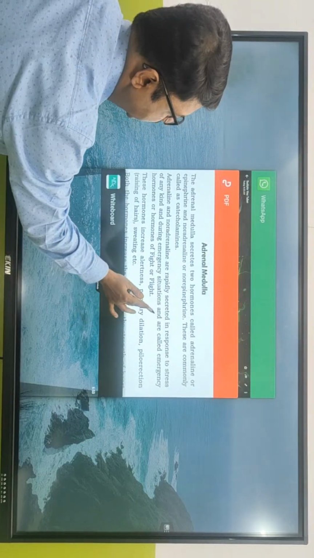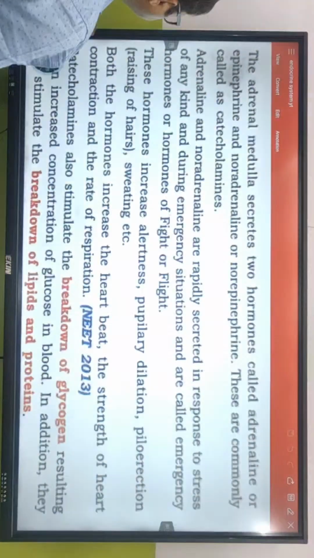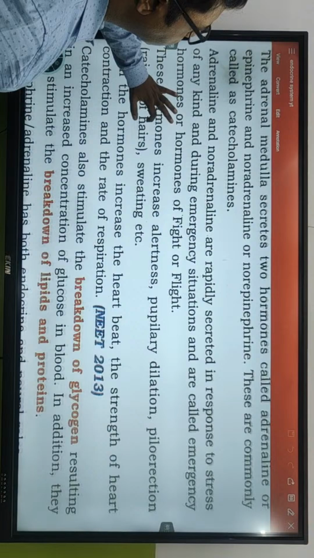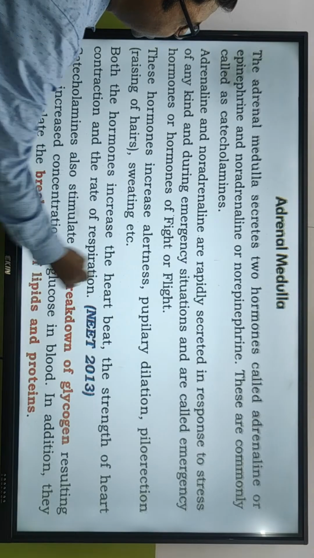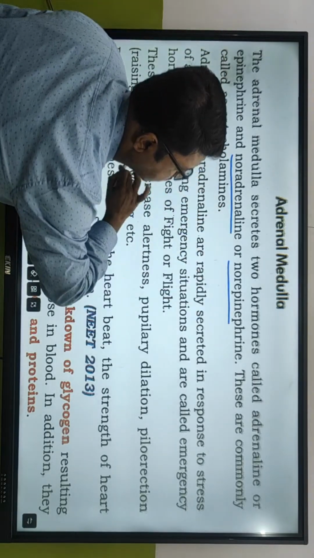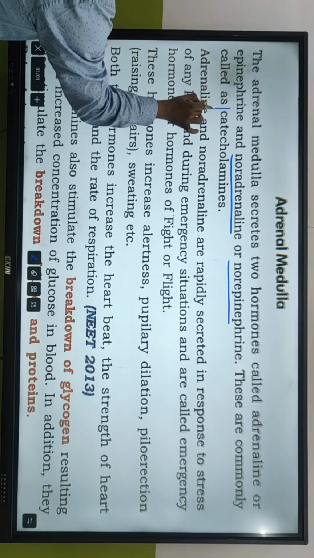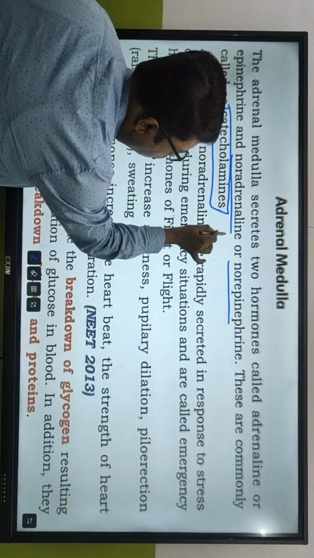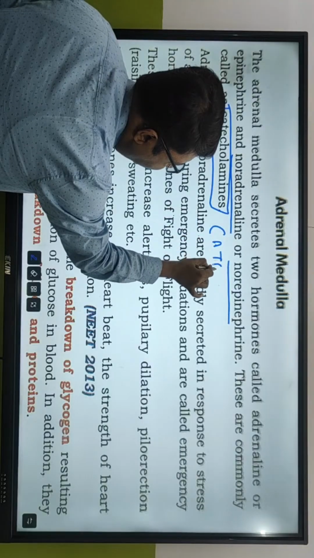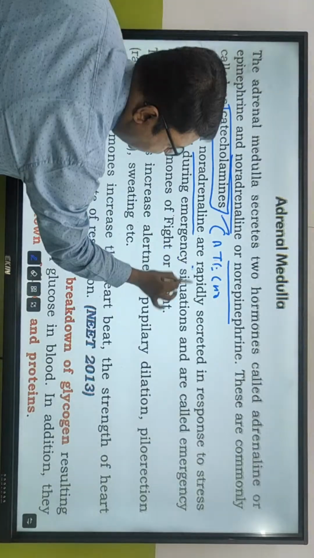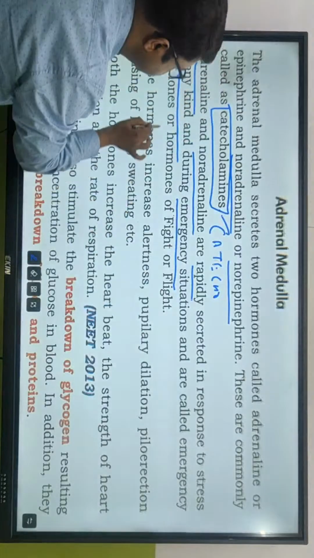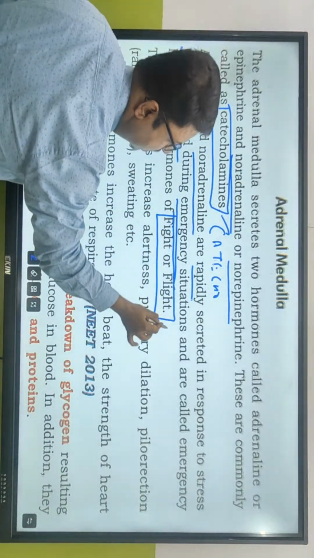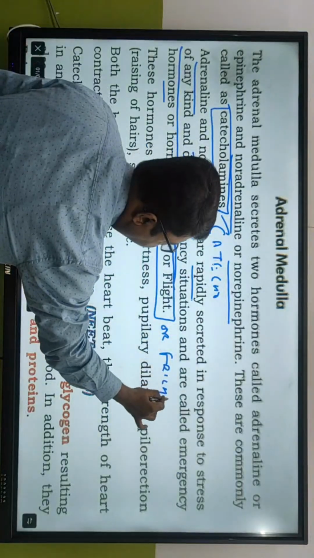So what about adrenal medulla? They are talking about adrenal medulla. The adrenal medulla secretes 2 hormones called adrenaline or epinephrine, and noradrenaline or norepinephrine. These are commonly called catecholamines. These 2 together are called catecholamines. Very, very important. Adrenaline and noradrenaline are rapidly secreted in response to stress of any kind and during emergency situations, and are also called emergency hormones or hormones of fight or flight or fright.